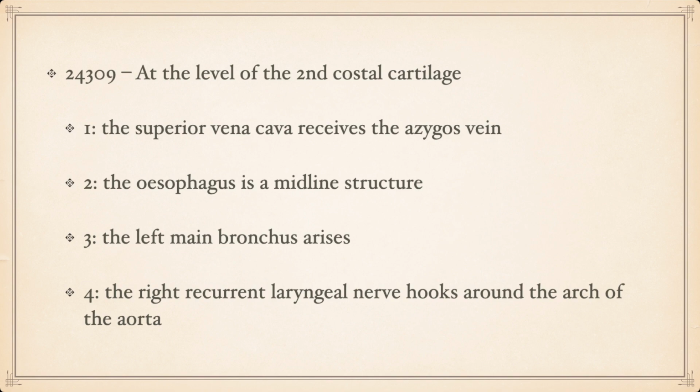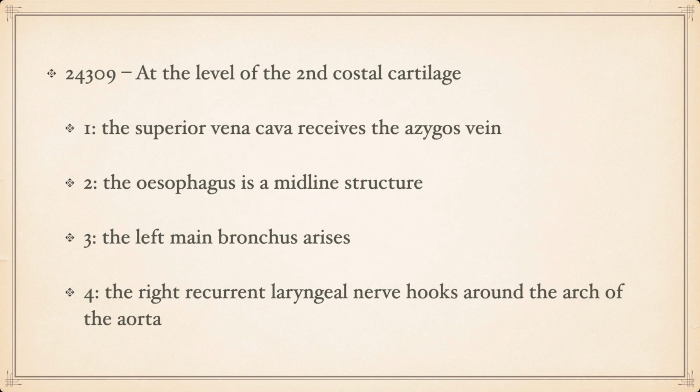So this question is really testing whether you know what structures occur at the transthoracic plane, or the transverse thoracic plane, I should say. And so it's actually quite easy. So number 1 is true. The superior vena cava does receive the azygos vein. 2, the esophagus is a midline structure. Well, yes, we do know that. It becomes slightly to the left as it passes through the diaphragm. 3, the left main bronchus arises. Well, the trachea bifurcates at the transverse thoracic plane, so yes, the left main bronchus does arise.